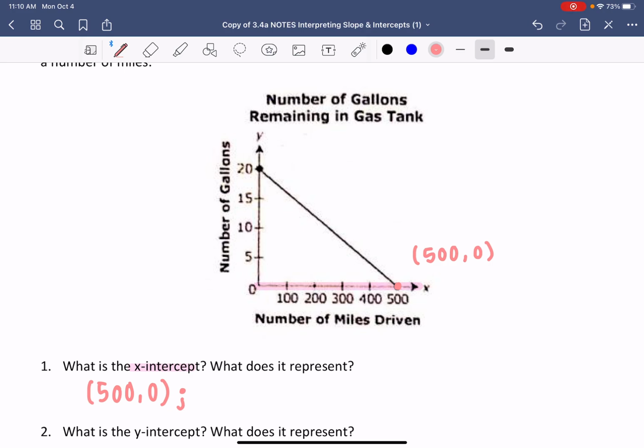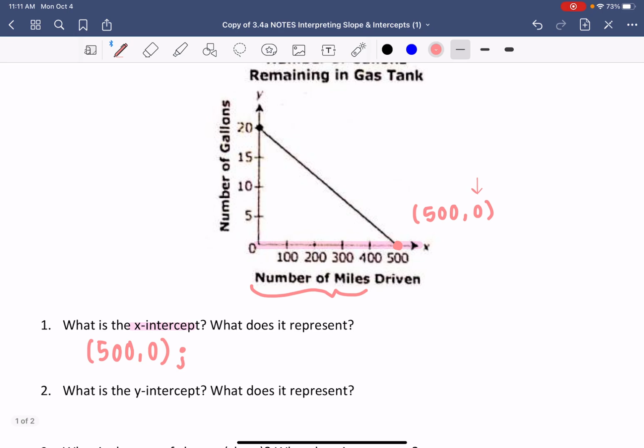Okay, so if on the x-axis it's the number of miles driven, this means that we have driven 500 miles, but 500 miles for what? So what it means is we have driven 500 miles to lose all of our gas, because we have 0 gallons of gas left in the tank. So it took him 500 miles to run out of gas.